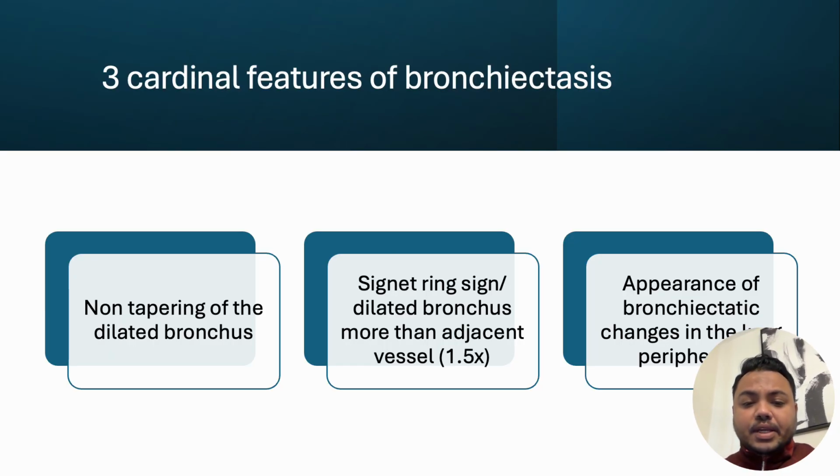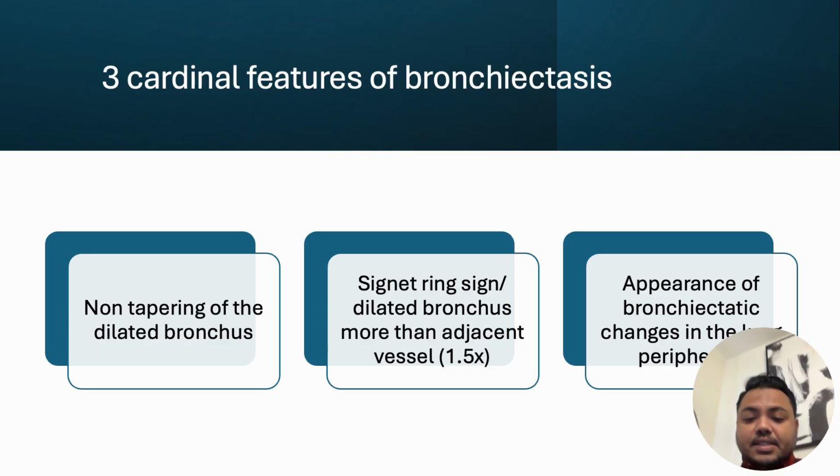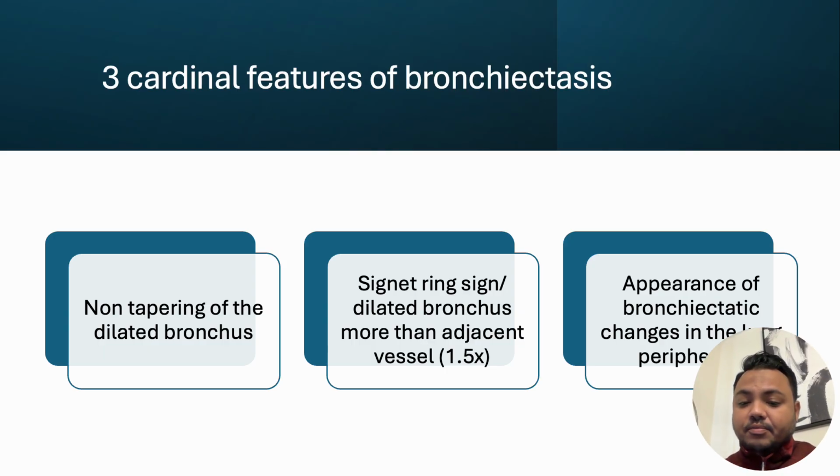For a typical bronchiectasis, we can summarize that there are 3 cardinal features and 3 additional features. The cardinal features are that the bronchus has to be non-tapered and dilated. Usually, the bronchus is more dilated than the adjacent vessel, approximately more than 1.5 times, and often the bronchiectatic changes are also noted in the lung peripheries.